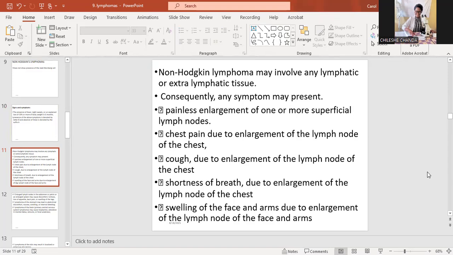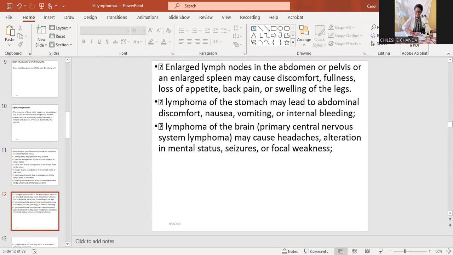So we're saying that non-Hodgkin lymphoma may involve any lymphatic or extralymphatic tissue, consequently, any symptom may present. So the patient may present with painless enlargement of one or more superficial lymph nodes. Patient may present with chest pains and shortness of breath due to enlargement of the lymph nodes of the chest. Patient will present with swelling of the face and arms due to enlargement of the lymph nodes, because when there is enlargement, maybe there's even a blockage, and so the fluid that is supposed to pass through those lymph nodes is not passing as well as it should.